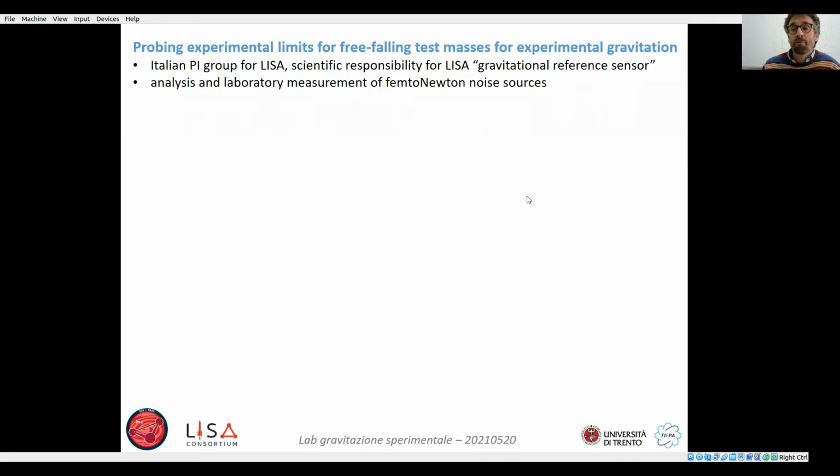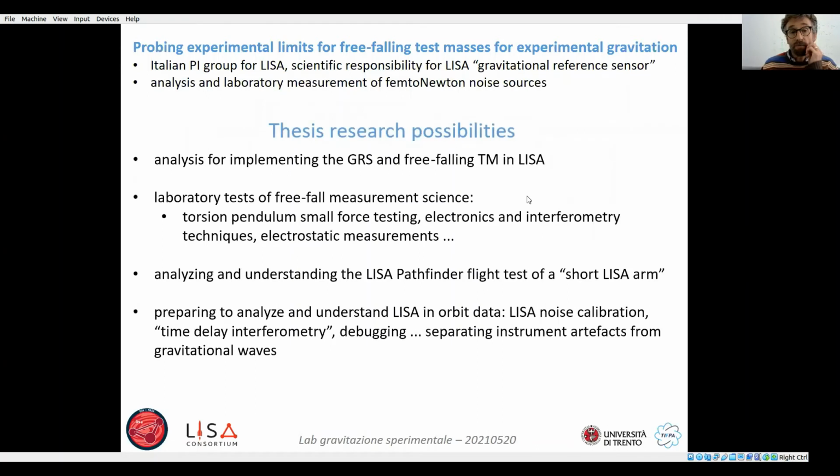We're the PI group for the Italian contribution, which is this gravitational reference sensor, and we're working on trying to measure and analyze these different noise sources on the ground. Just to give some ideas of thesis possibilities, there's implementation of the gravitational reference sensor for LISA and all sorts of analyses associated with this.